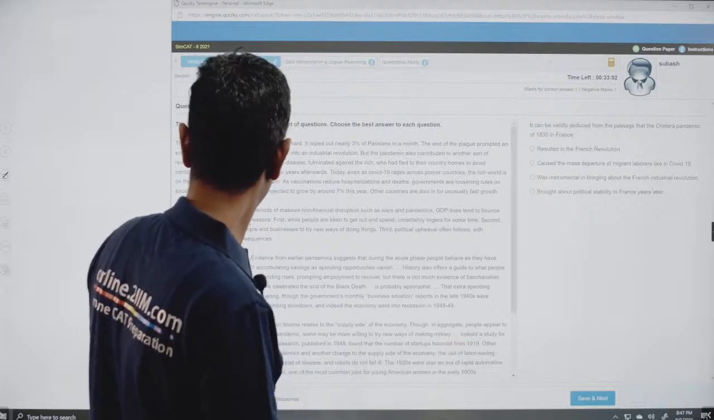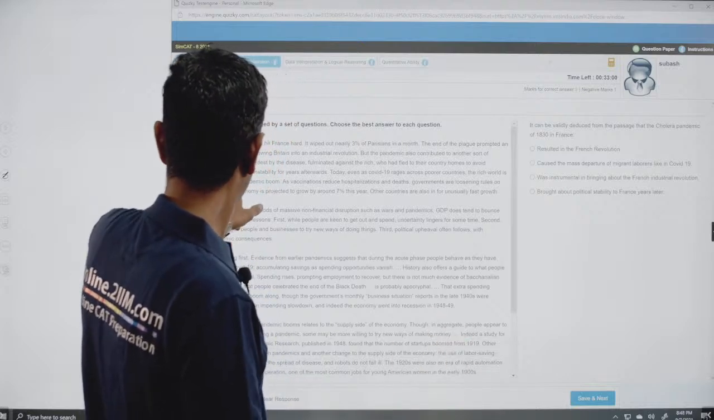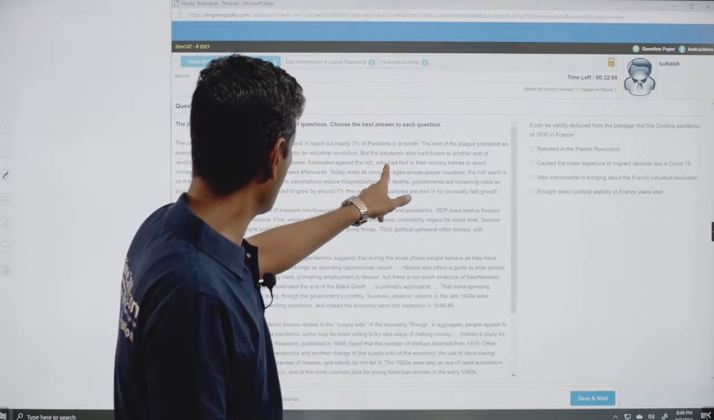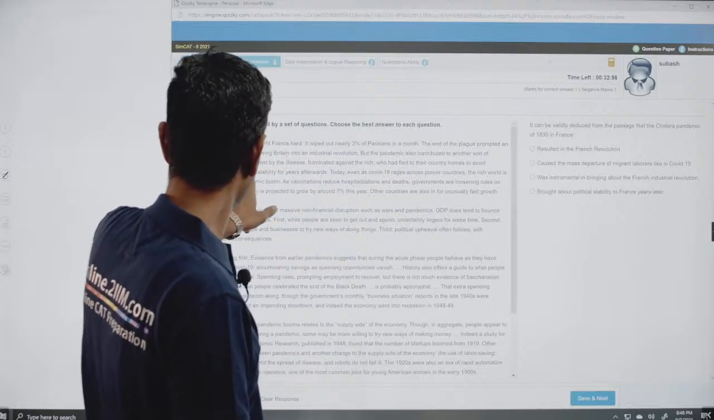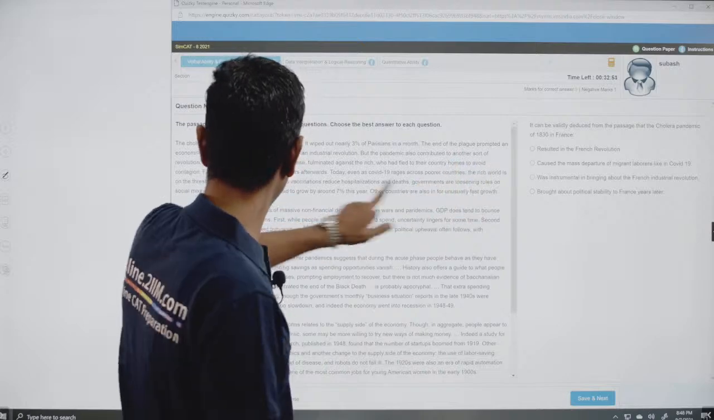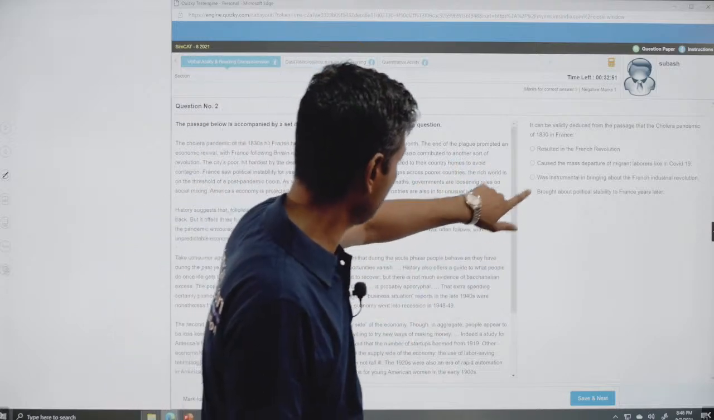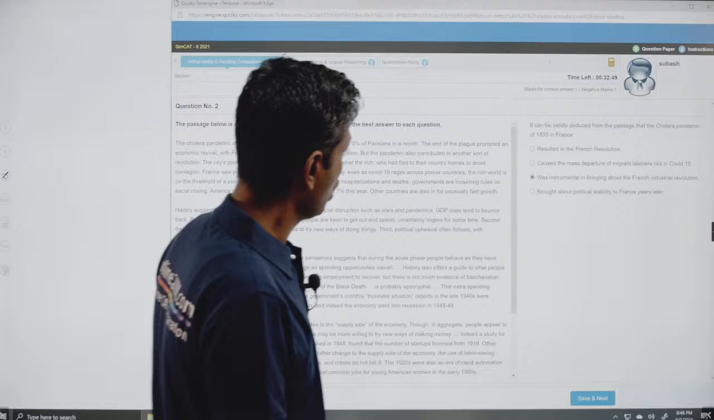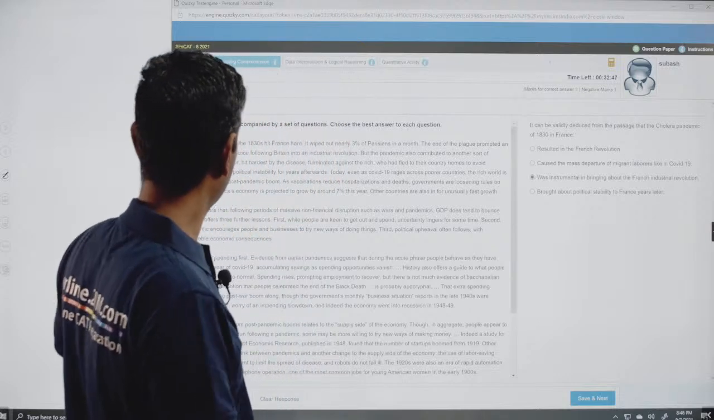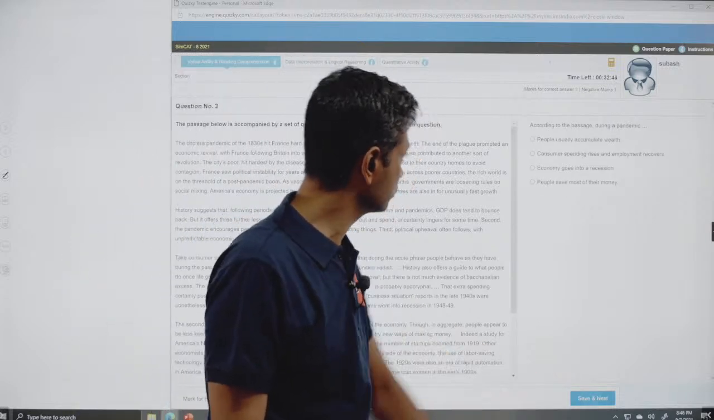Probably yes, because this is a very interesting phrase here saying, fulminated against the rich who had fled their country to avoid contagion, saw political, so contributed to another sort of revolution. Yes, so this I like, instrumental in bringing about. Brought about political stability? No, France was unstable for a long time.